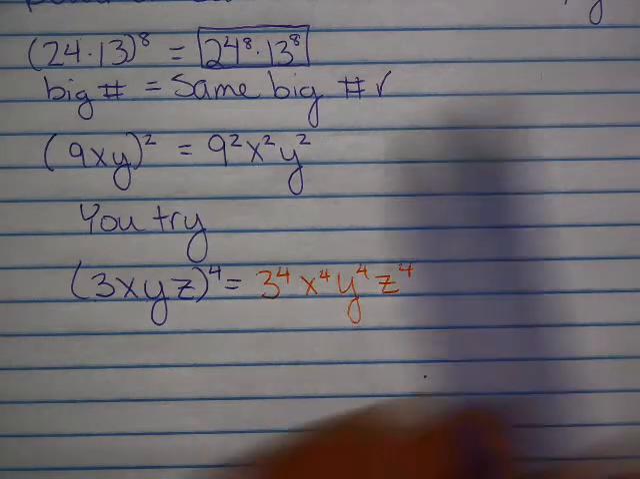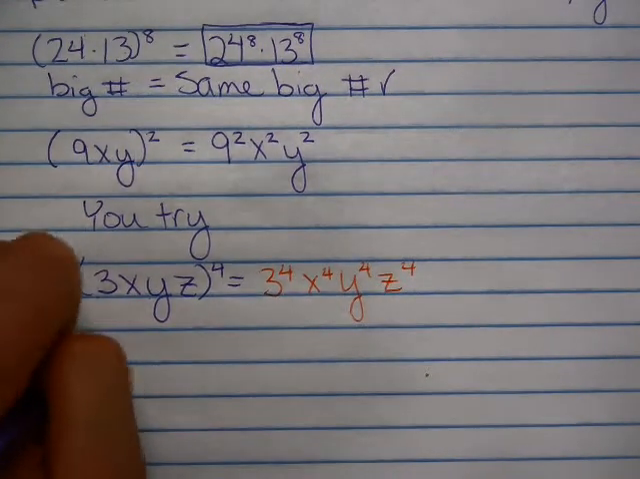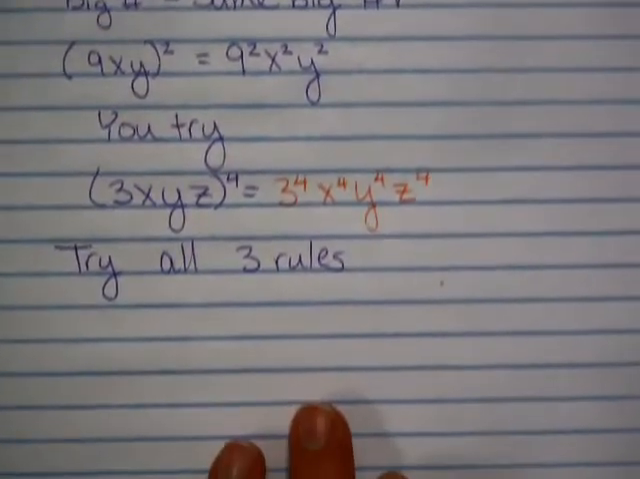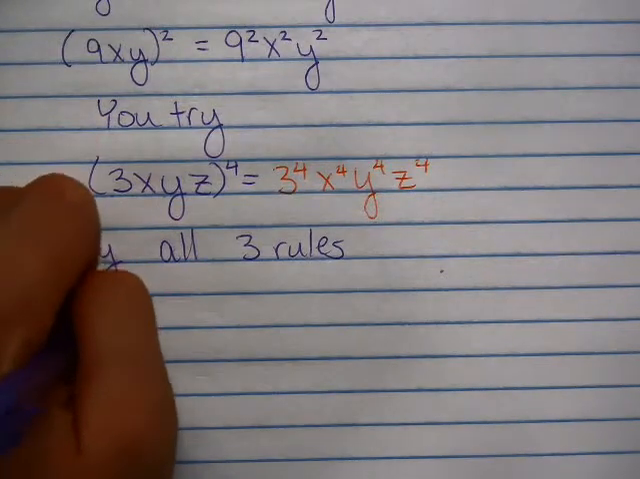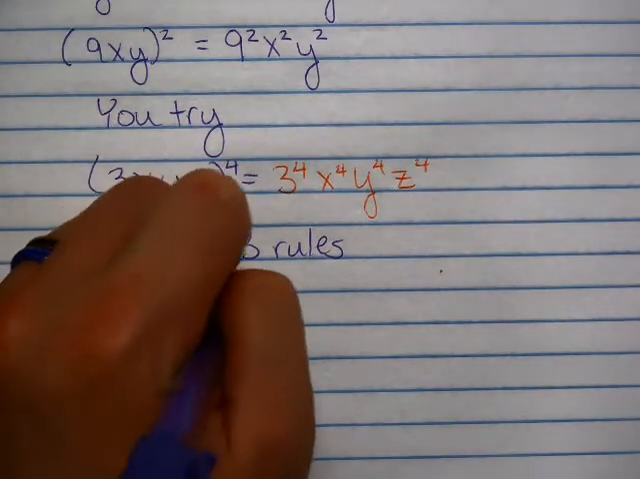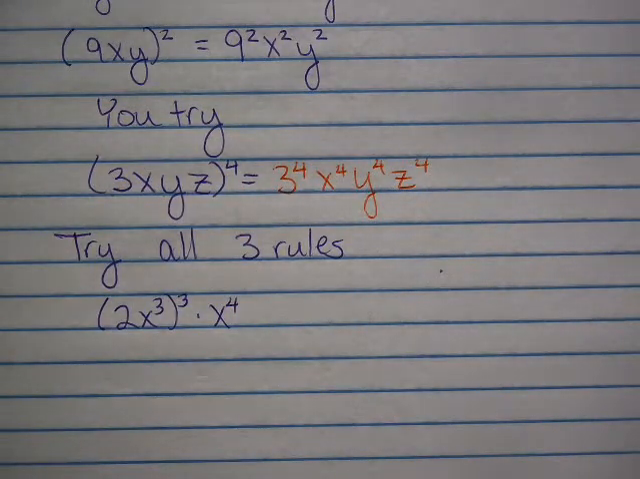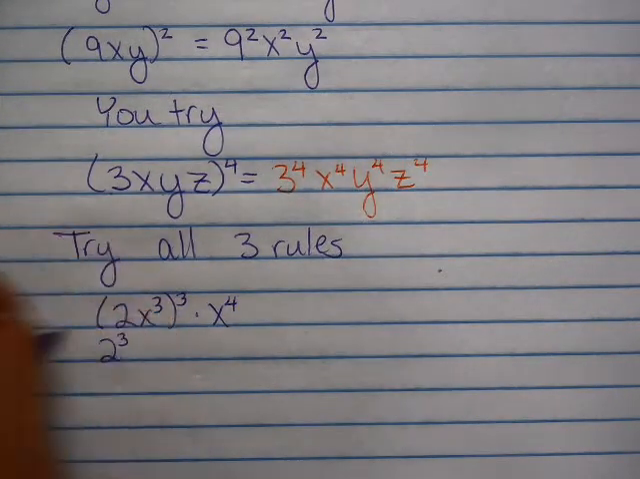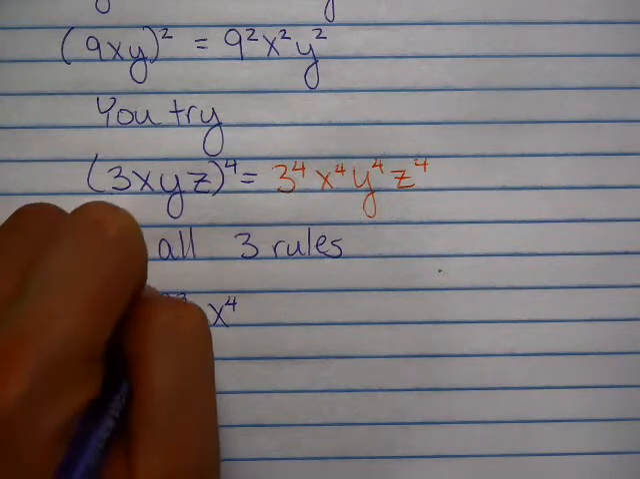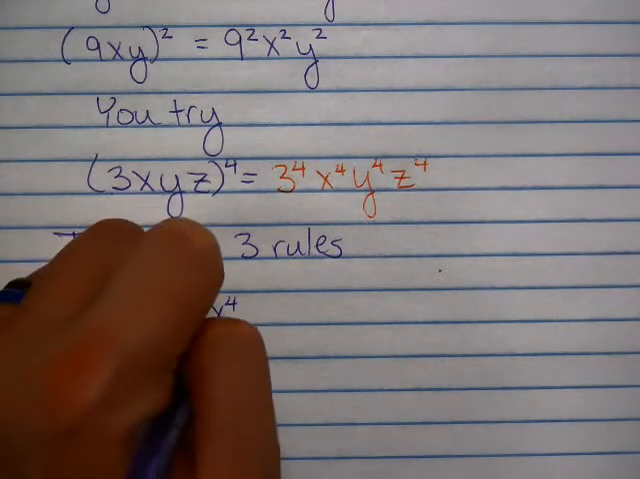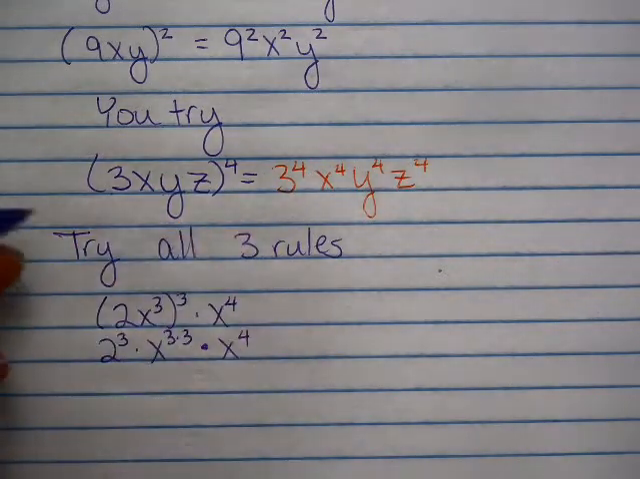Okay, so now we're going to try all 3 rules. So to try all three rules, let's start with something. So I have (2x cubed) cubed times x to the fourth. So the first thing I'm going to do is the power of a product rule. So I'm going to get this 3 out. So it's 2 cubed times (x cubed) cubed. It's a power of a power, so it's going to be times x to the fourth.